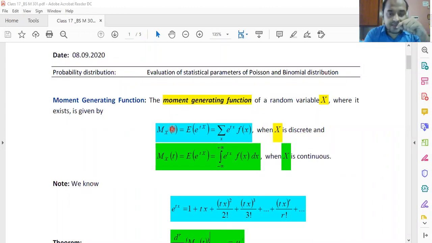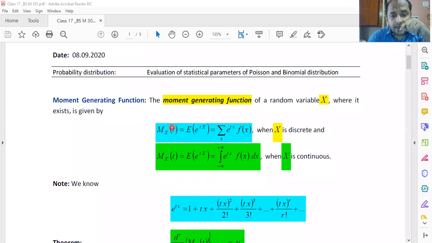Okay, t represents time, but we shall not discuss the nature of t here, because actually this moment generating function is very important in Markov analysis, and Markov analysis is actually needed in signals and systems. I have seen the book of signals and systems, and these things are there. But for the time being, we shall treat the variable small t as just a variable.